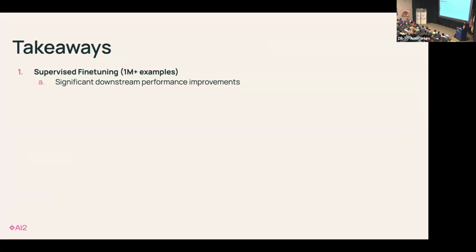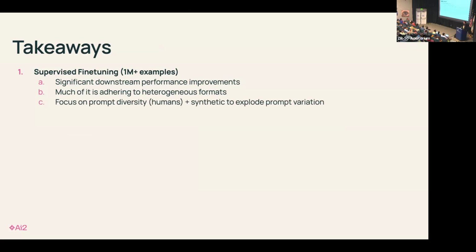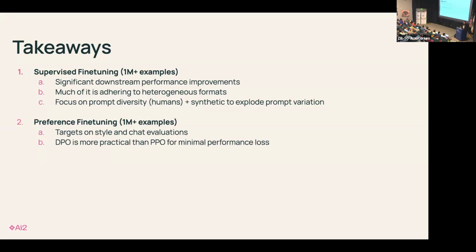Final takeaways. You need a million examples of supervised fine-tuning. This is where you get your performance improvements, because it's helping you bridge all the heterogeneous formats and chat formats that you're actually going to use your model for. Focus on prompt diversity from humans and then use synthetic procedures to explode the prompt space so you can interpolate. Preference fine-tuning, you also need roughly 1 million examples of this. This is mostly about style and chat evaluations.